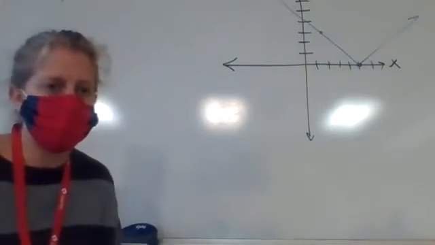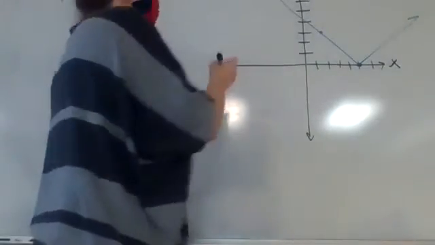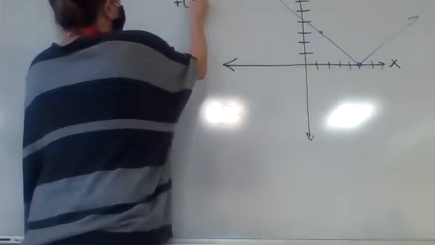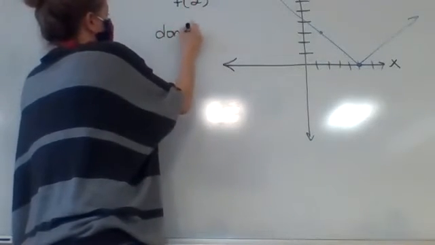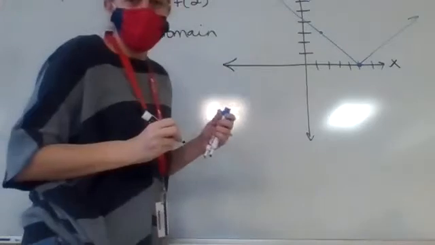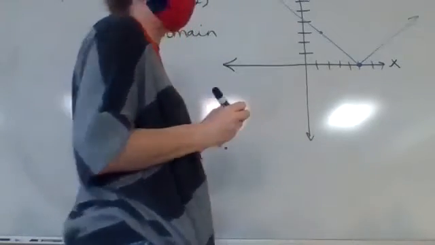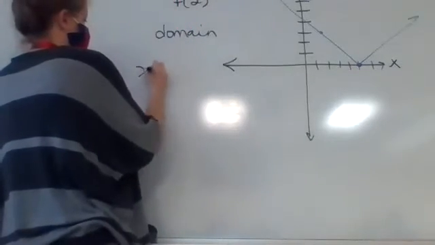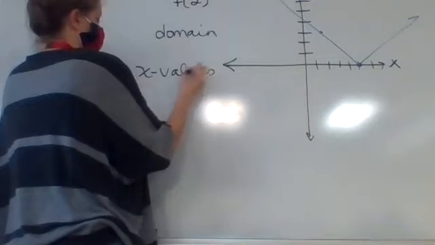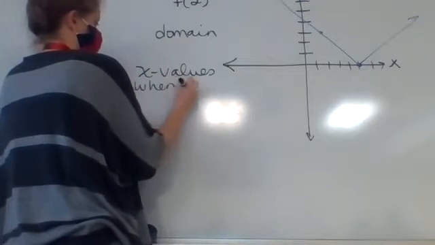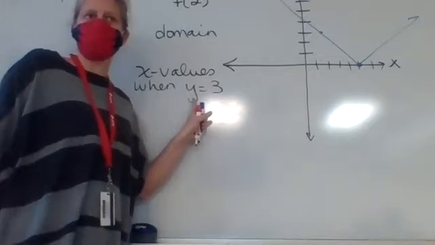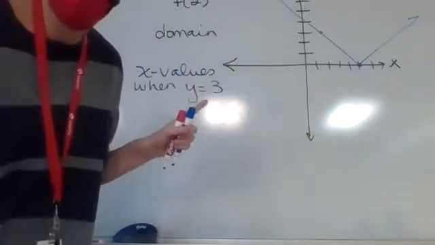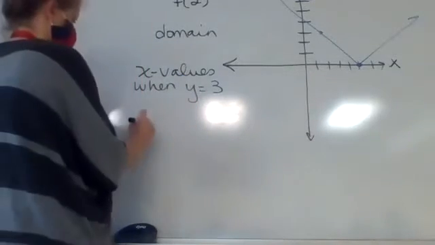Okay, so the things I'm going to find are f of 2, domain, x values when y is 3, right? I'm just going to call this y instead of f of x. I'm not even going to mess with the f of x. I'm just going to call it y. And the range.